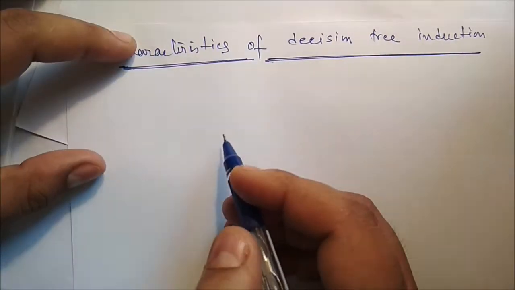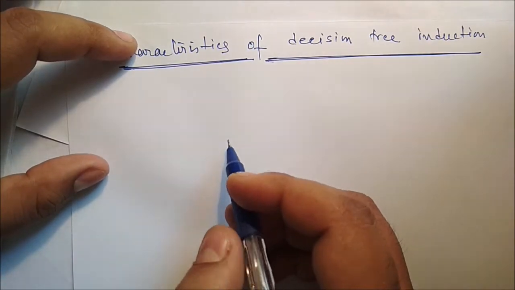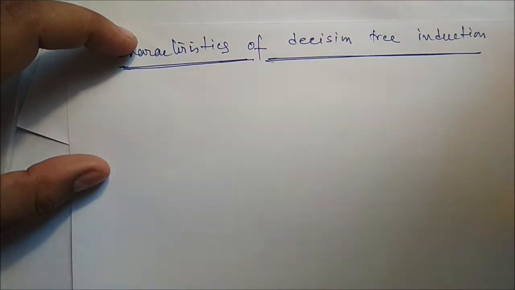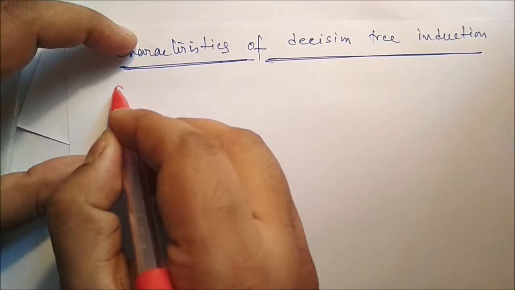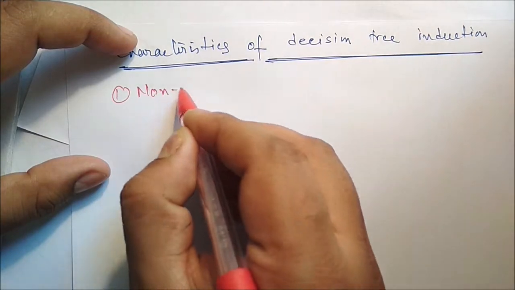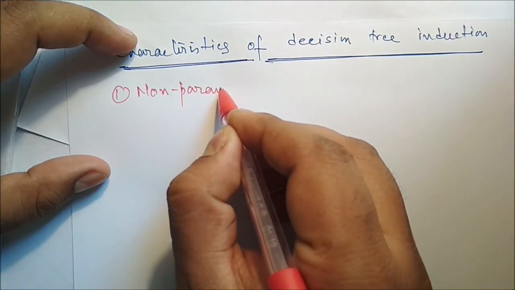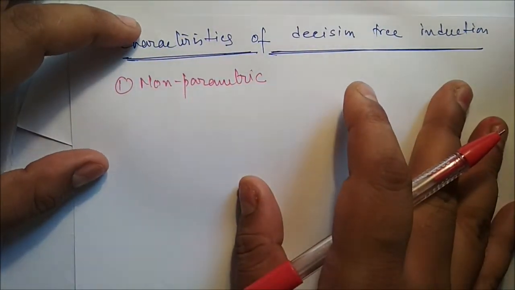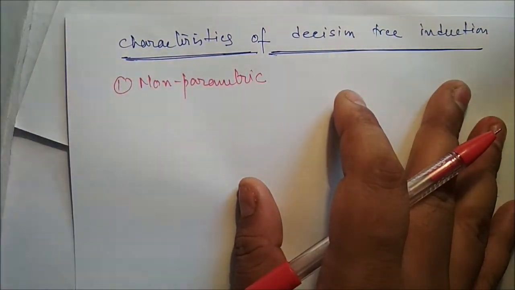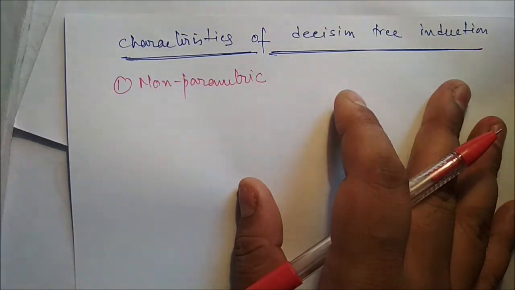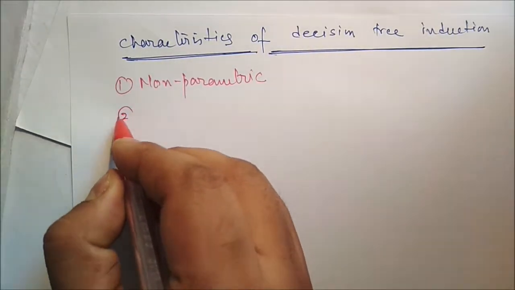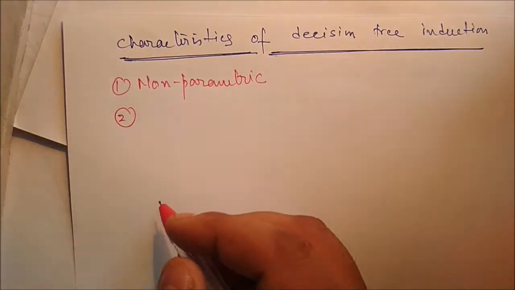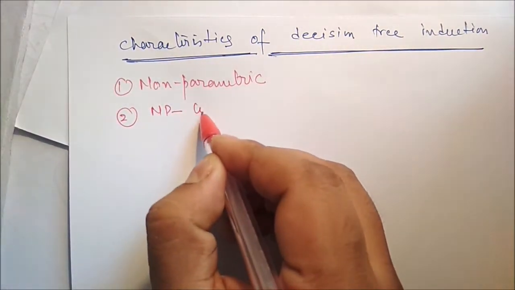Next are the characteristics of decision tree induction. First, it is non-parametric. Non-parametric means we don't need any parametric information, like mean, median, mode, standard deviation, or the population parameter. So no prior information of the probability distribution is required. Second, finding the best decision tree is an NP-complete problem.